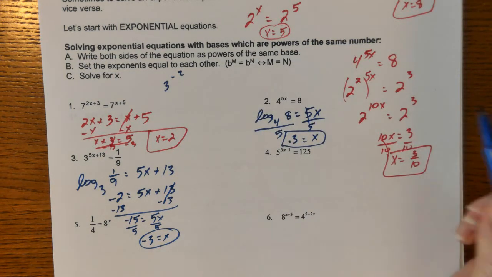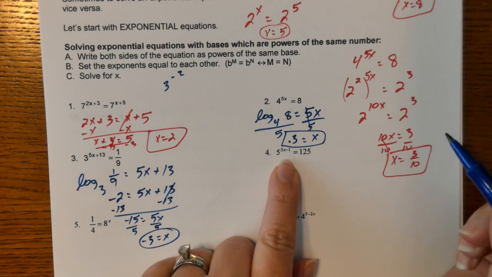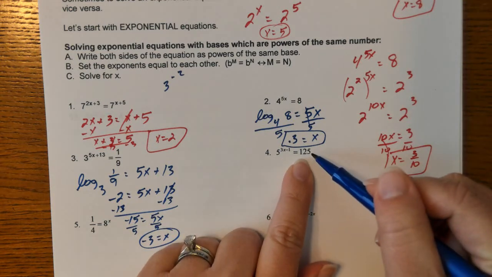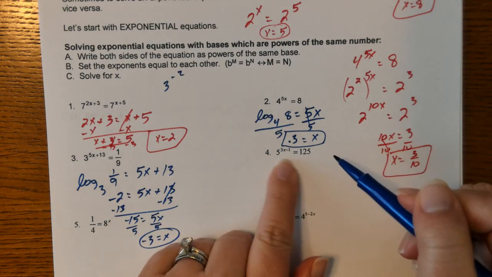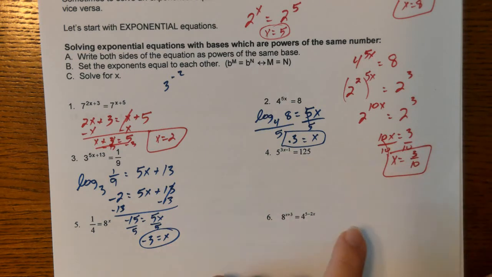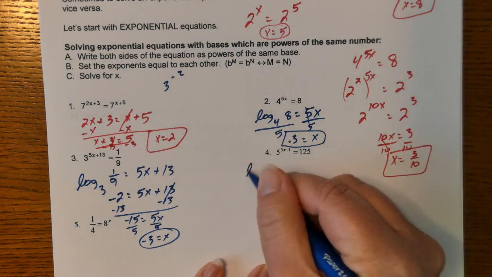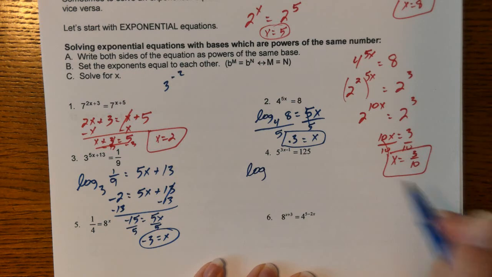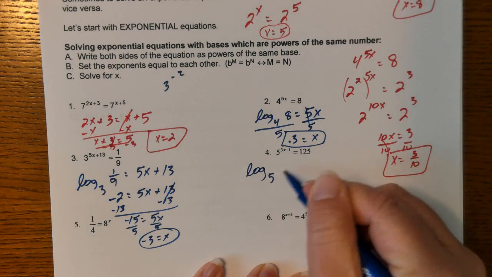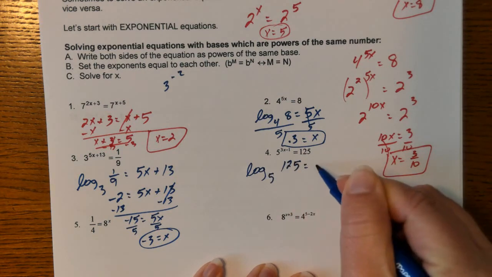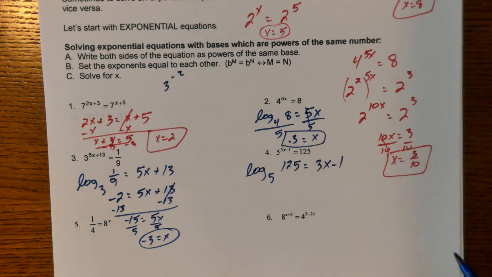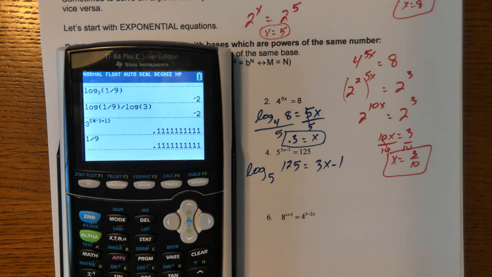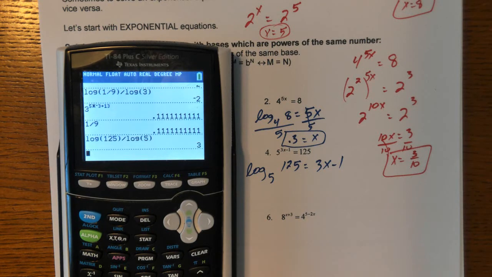Okay. Again, another exponential. Believe it or not, this 125 is 5 to the 3rd power. So you could write them as exponentials and set the exponents equal to each other. Personally, I think it's better to convert to a log. Log base 5 of 125 equals 3x minus 1. Log base 5 of 125 works out nice and neat. Okay, it's going to be 3. Log 125 divided by log 5, I get 3.